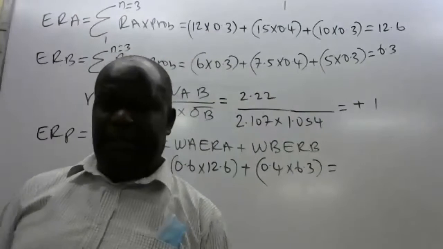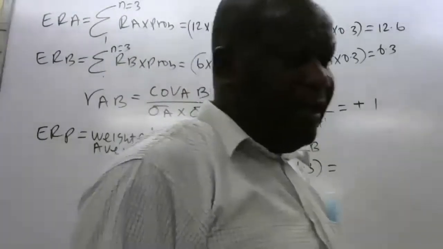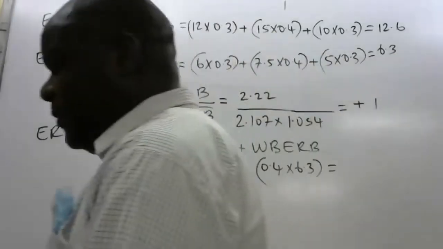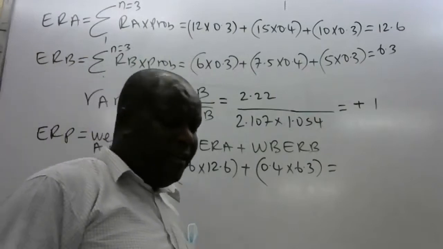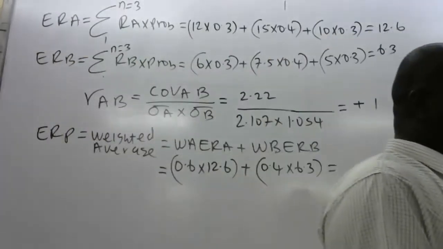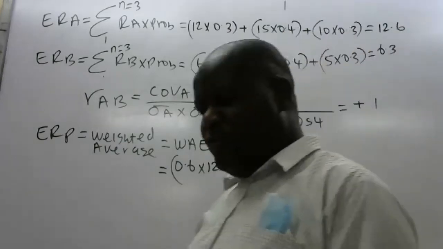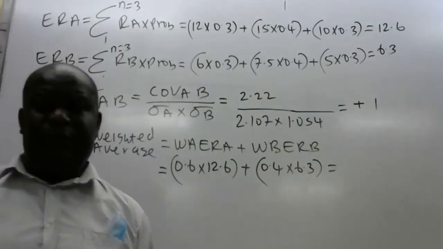So I can see 10.08. We should be able to get 10.08. So after getting 10.08, the next item is now our Roman letter four, where they wanted you to calculate the risk of the portfolio.